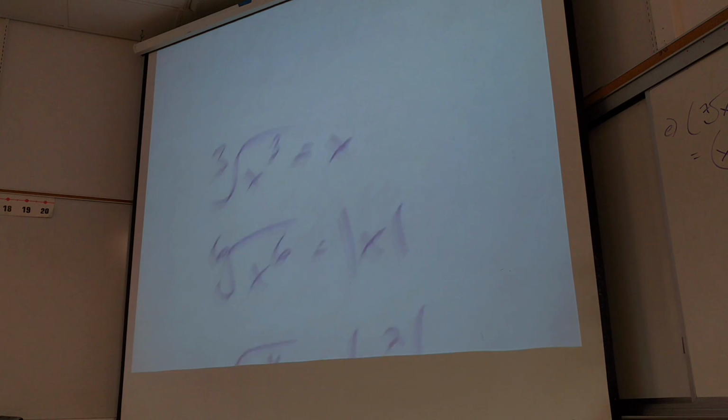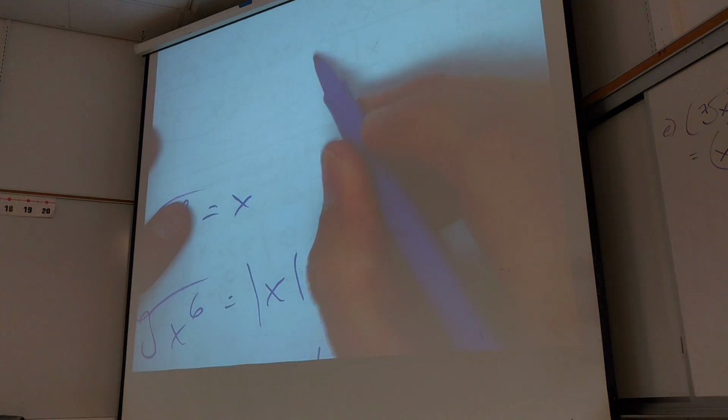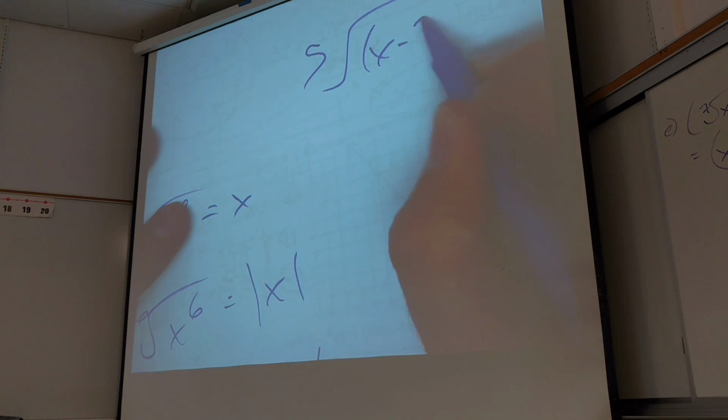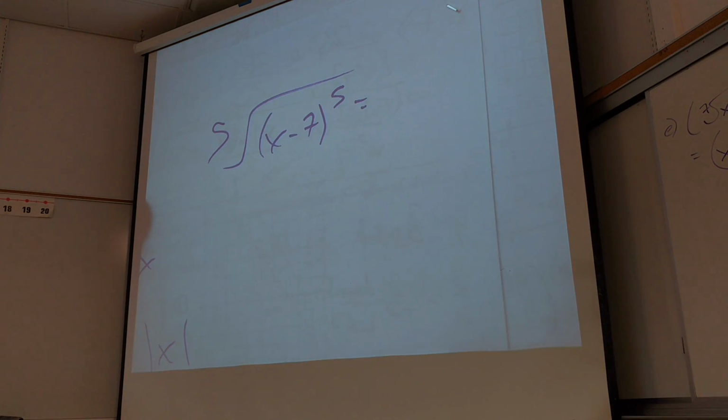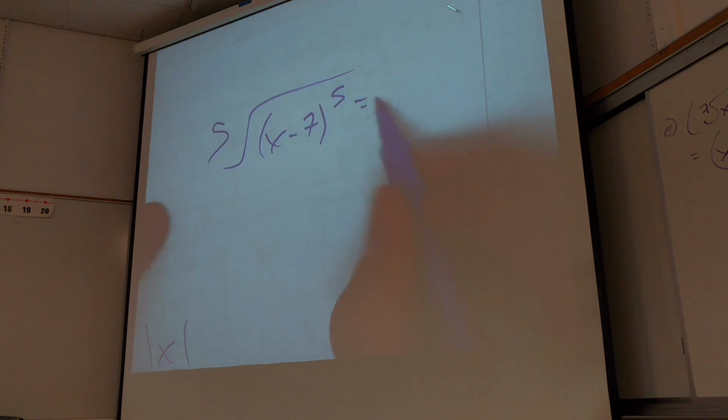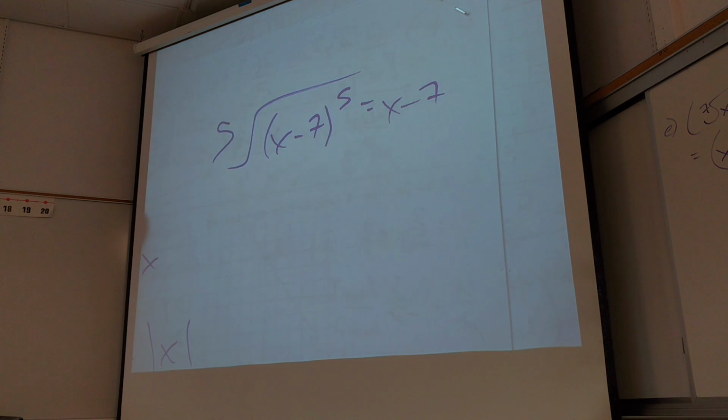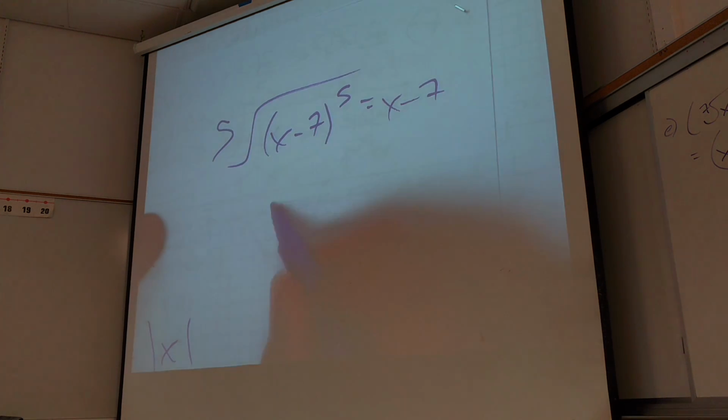Okay. Maybe. But what about this? What's the fifth root of x minus 7 to the fifth power? Absolute value of x minus 7? No, because 5 is... What kind of root is it? It's an odd root. Odd roots are laid back. X can be whatever you want it to be. We know this, because what's the cube root of negative 8?